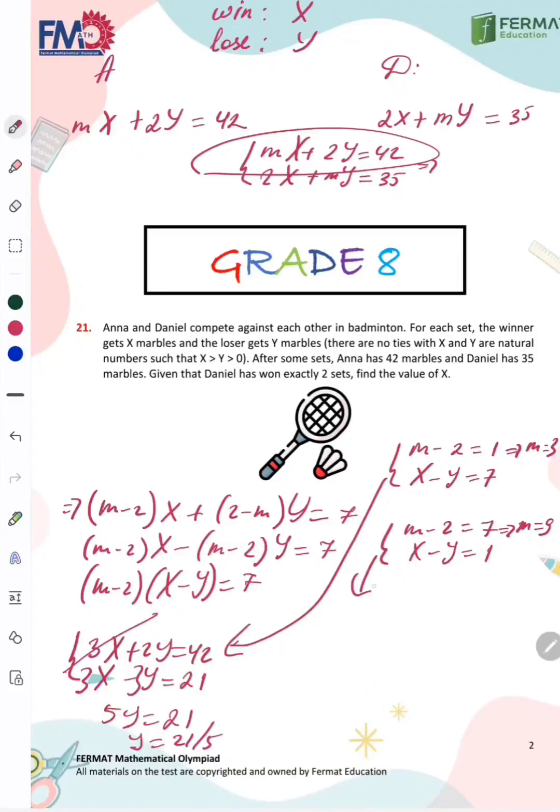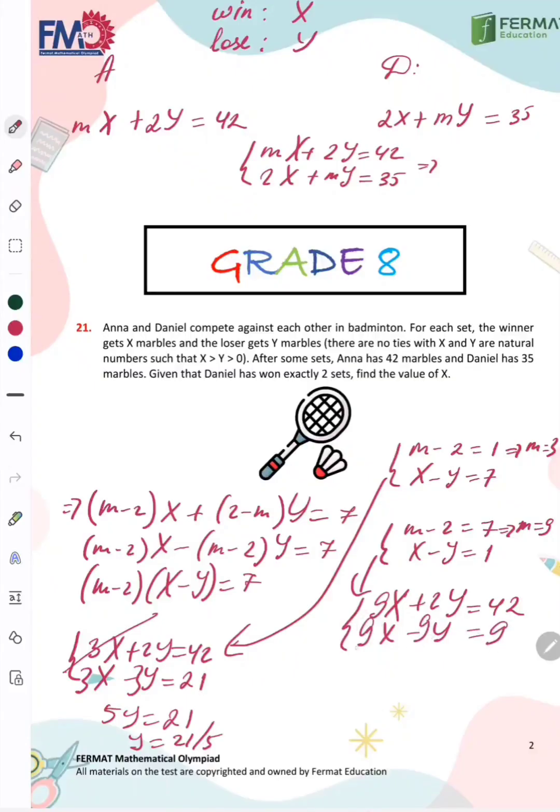All right, M is 9, so we write from the first equation 9X plus 2Y equals 42, and X minus Y equals 1. Now multiply by 9, and if we subtract, we eliminate X's. 2Y minus negative 9Y makes positive 11Y equals 42 minus 9, which is 33. So Y is going to be 3. Now to find X, X equals 1 plus Y, X equals 1 plus 3, and X equals 4.